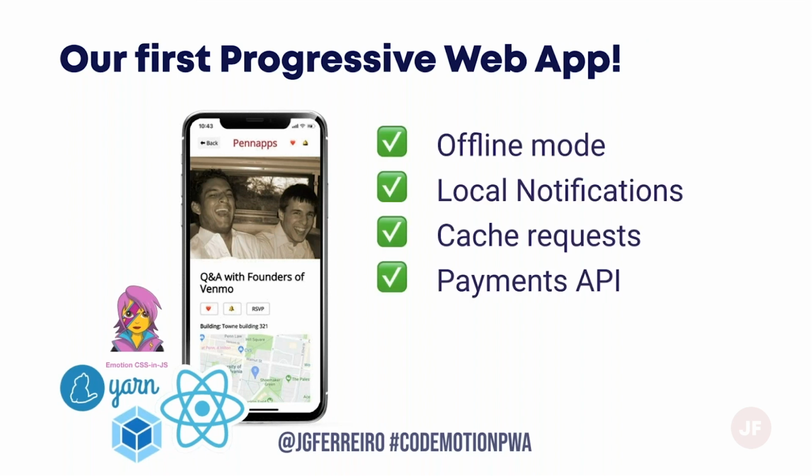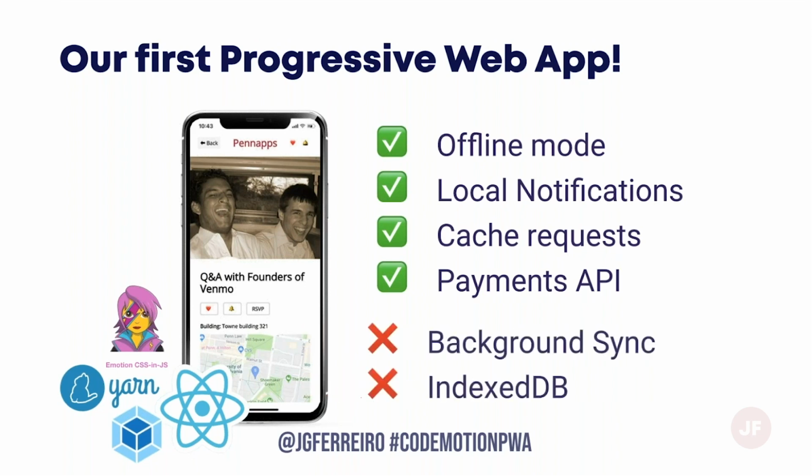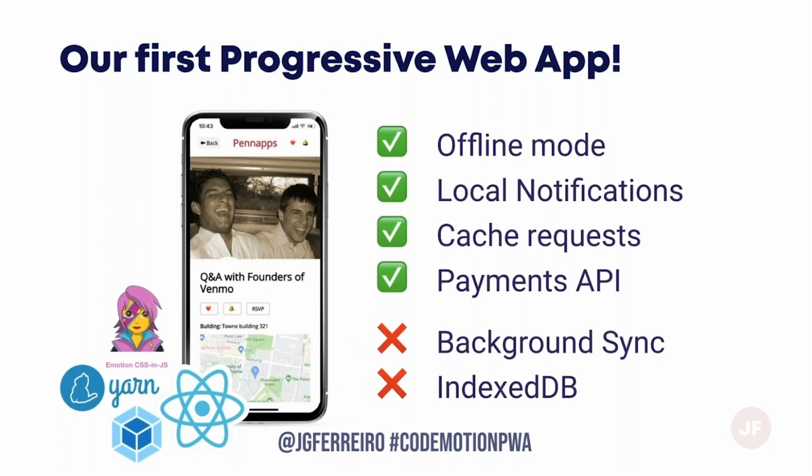As I mentioned before, this is all the stuff that this application will have. We will not cover the payments API, but you can go to the GitHub repository and download it. The rest of the stuff which is really critical to build a PWA, we will cover today. And background sync and IndexedDB, it doesn't have those.